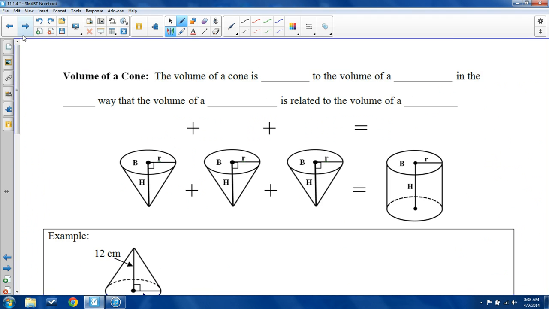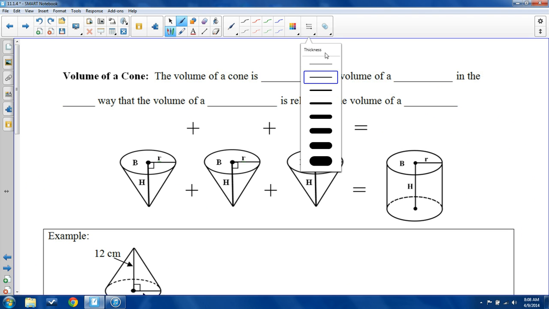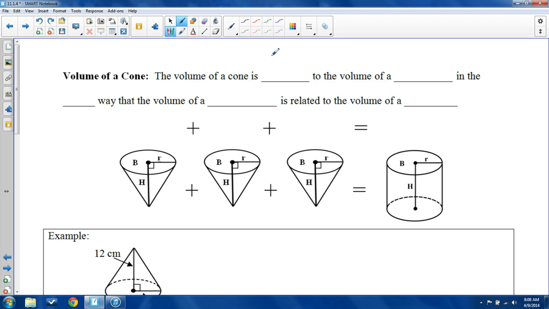Let's go to volume. We did volume together because we did that Mars task on glasses, but I just want to redo it so we have it officially written in notes somewhere. The volume of a cone is equivalent to the volume of a cylinder.